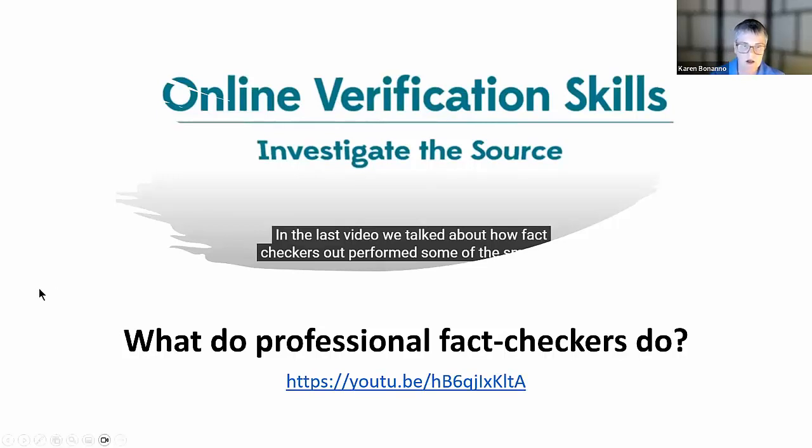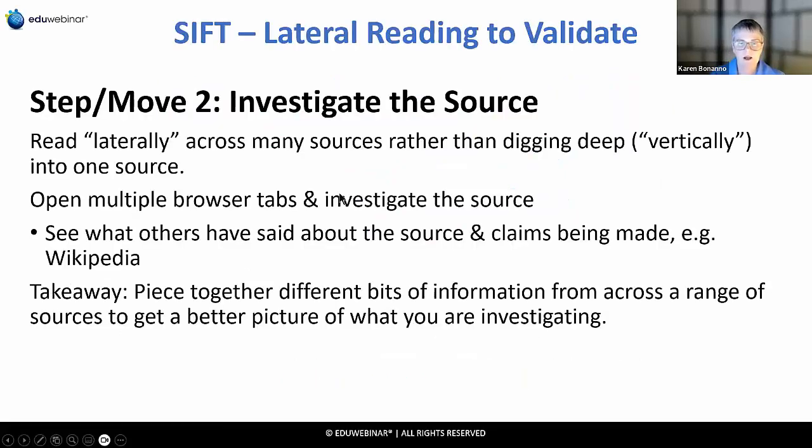So what happens is that once you've gone from there, you're actually looking at doing the lateral, which is opening up the multiple tabs, rather than just staying on the page and reading vertically and then seeing whether that's kind of useful. The fact checkers would open up multiple browser tabs and investigate the source using different other tools to do that. Now, some of them might use even different fact checker sites that are quite useful, but for students, they wouldn't be doing that. They could be using Wikipedia or even just doing Google.